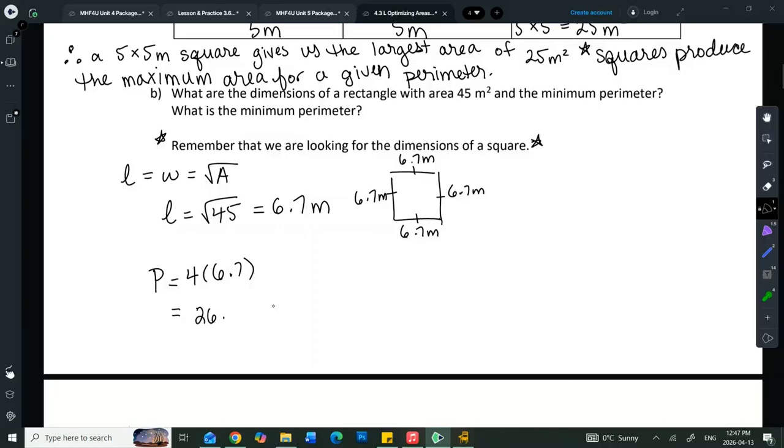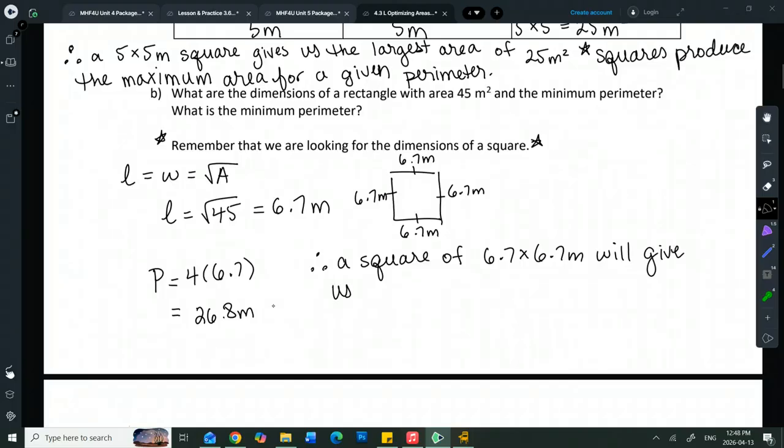Great. 26.8 meters. So when we talk about area, we'll talk about units squared because we're talking about the whole inside of it. But perimeter is just whatever units you're working with, because you're literally just adding the meters of each side, right? Okay, so then therefore a square of 6.7 by 6.7 meters will give us a minimum perimeter of 26.8 meters.